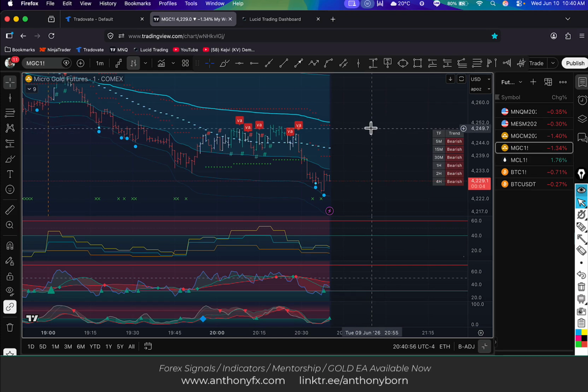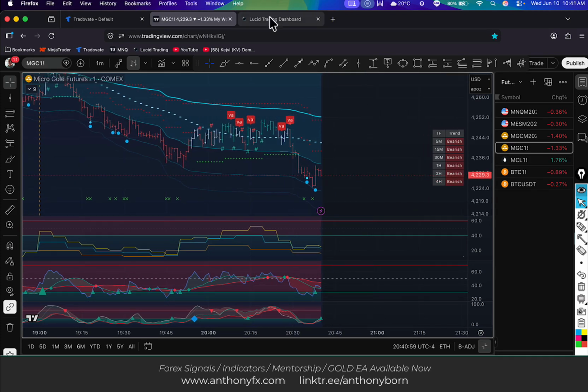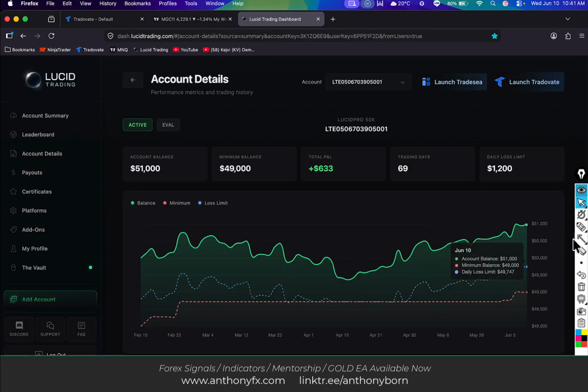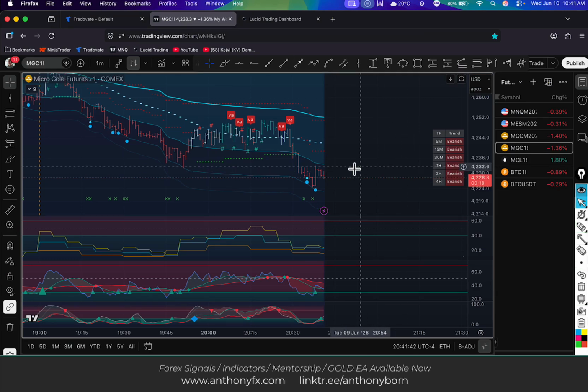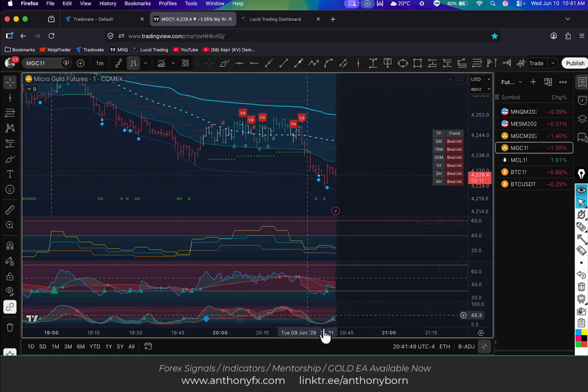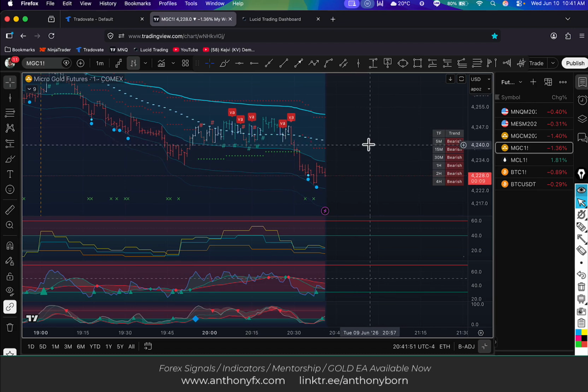Since we've started this system, let me show you some results. Okay, this is my Lucid trading account. This is when we kicked off with the scalping strategy, and it's just been an upward incline. I've got 3 accounts running, 50k accounts. So I've connected 3 of them. So when I take one trade, all 3 fire. That's gold, okay.